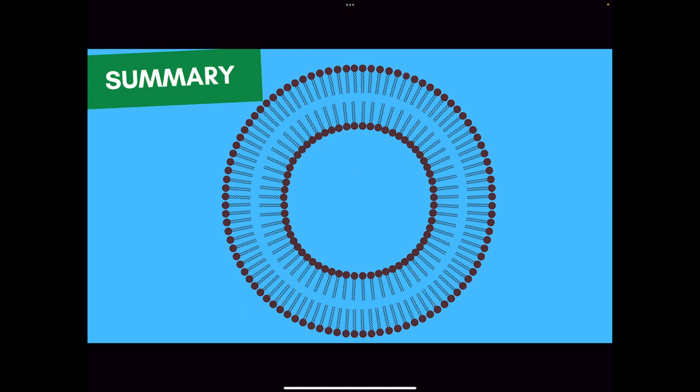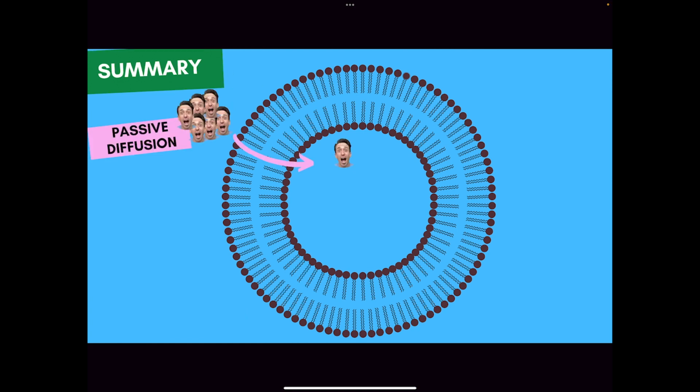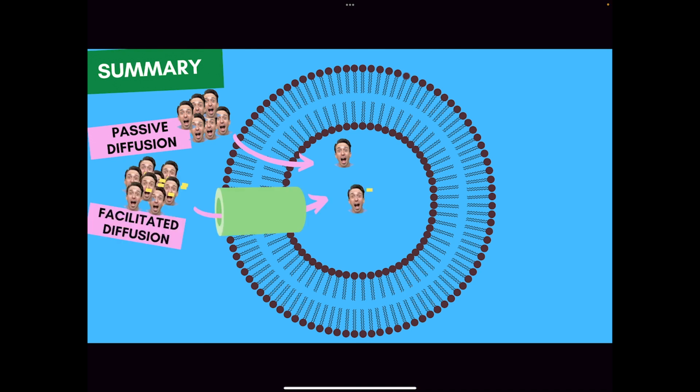Now, in summary, you've got passive diffusion, going from a high concentration to a low concentration. You've got facilitated diffusion, in which this process must happen through a channel. So either the substance is too large or it's charged. And you have osmosis, which is the movement of water through a semi-permeable membrane from an area of low solute concentration to an area of high solute concentration. Remember, those solutes are pulling water towards it. All of these are forms of passive transport.